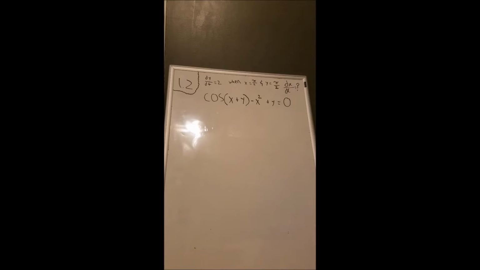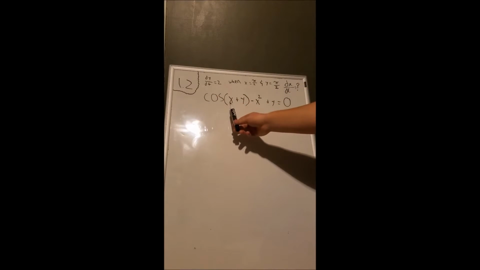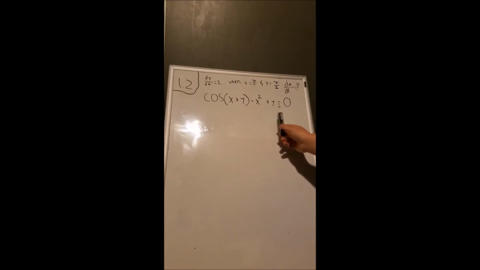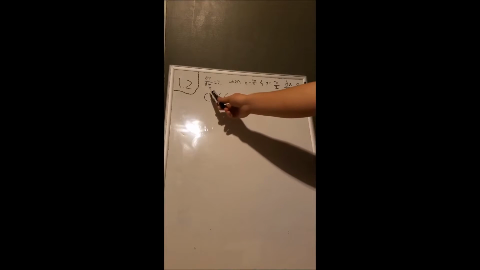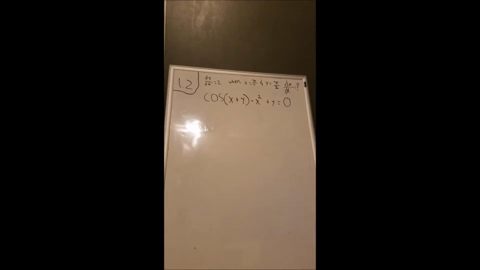For problem 1.2, suppose that cos of (x plus y) minus x squared plus y is equal to 0, where x and y are both functions of t. If dy over dt is equal to 2, when x is equal to pi over 2 and y is equal to pi over 2, find dx/dt.